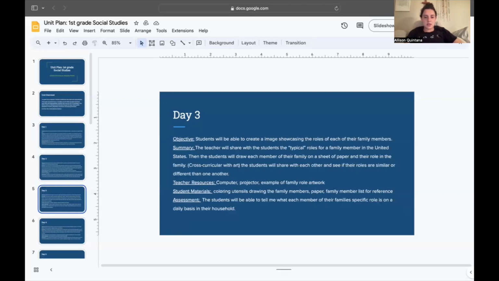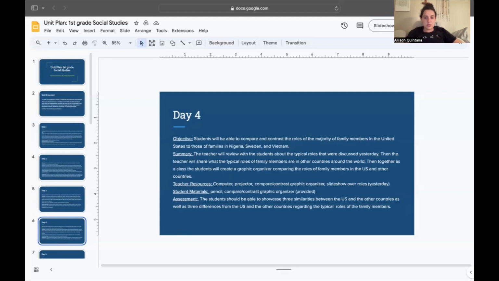Day three, the students will be able to create an artwork image showcasing the roles of each member of their family. So we'll talk about some typical roles, some unique roles that some members might have, and then they will create their own image of what their family members' roles are.